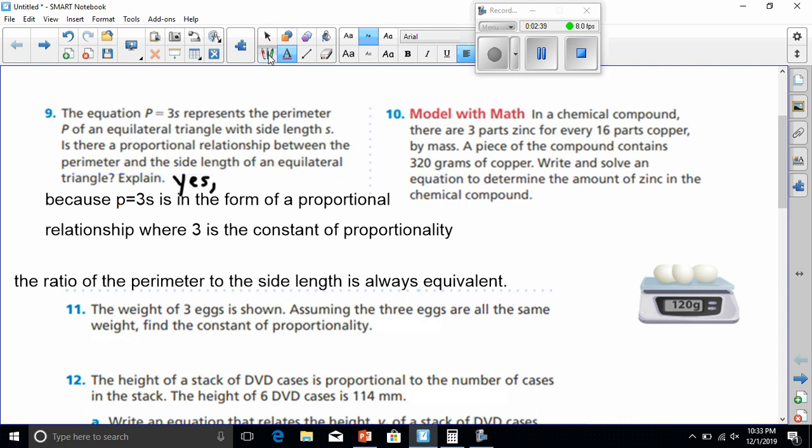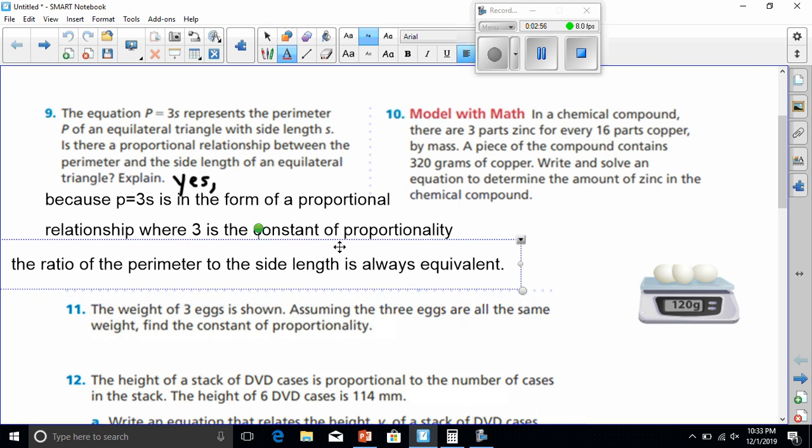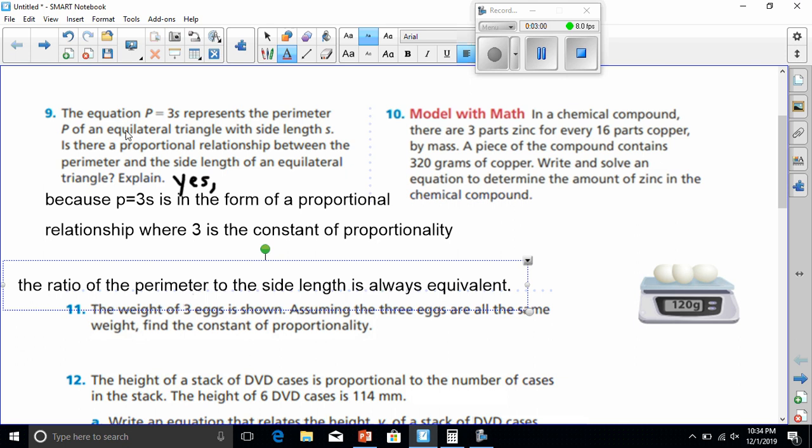Furthermore, if I wanted to investigate this, the ratio of the perimeter to the side length is always equivalent. That does go along with our statement here, and I'm going to explain why.